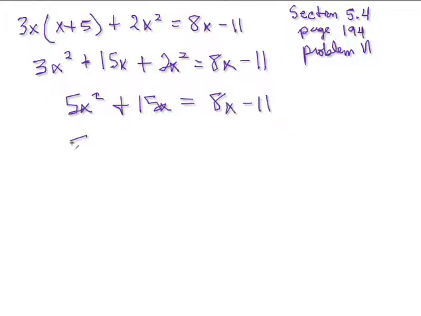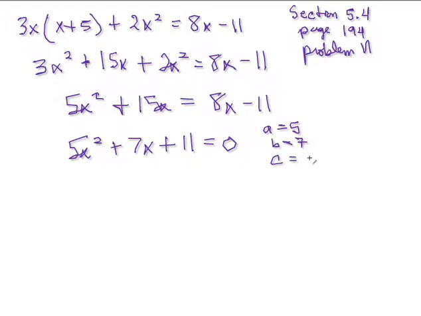And now let's see, we're going to get 5x squared. Subtract 8x from both sides, so we're going to get plus 7x plus 11 equals 0. And now we do the quadratic formula. Looking at the quadratic formula, a is 5, right? b is 7, the coefficient of the linear term, and c is the constant, 11. And now we can use the quadratic formula because we have everything set equal to 0.